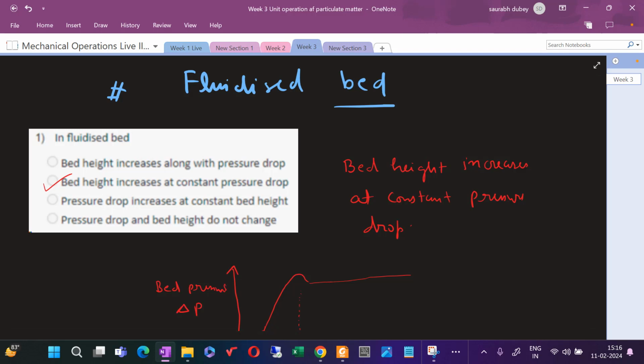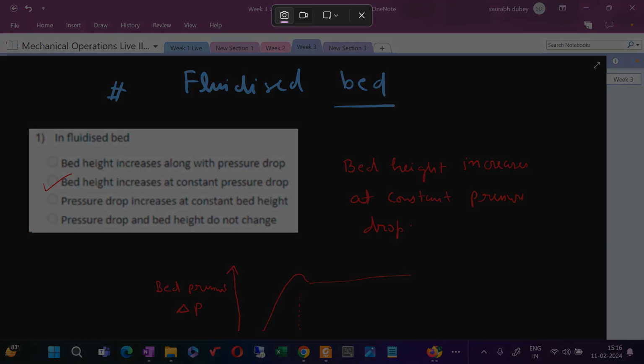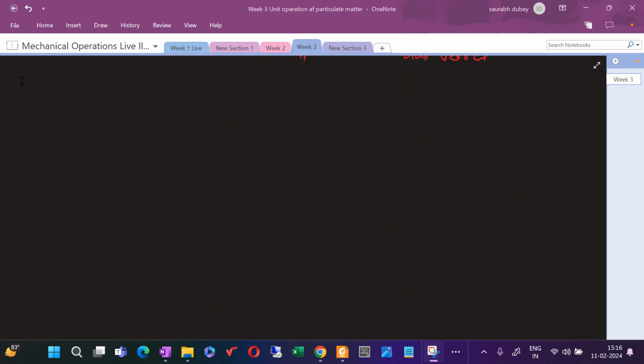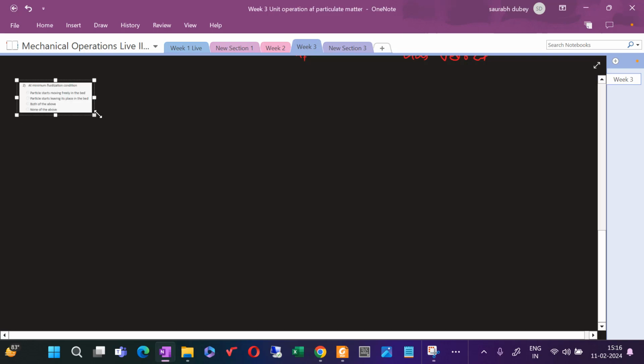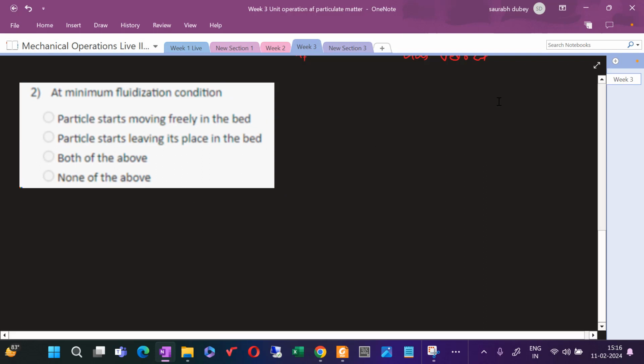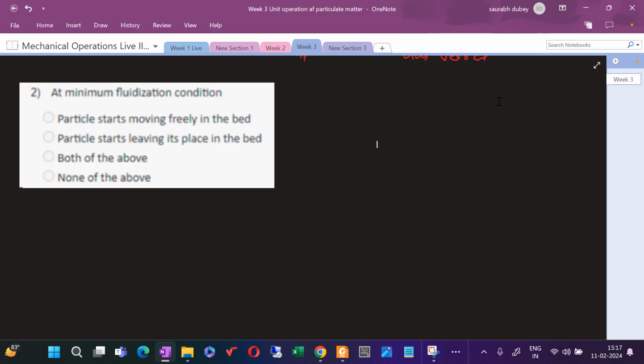The second question that you need to solve is: at minimum fluidization condition, which of the following is true? Particle starts moving freely in the bed; particle starts leaving its place in the bed; both of the above; or none of the above. Which of the following is correct?